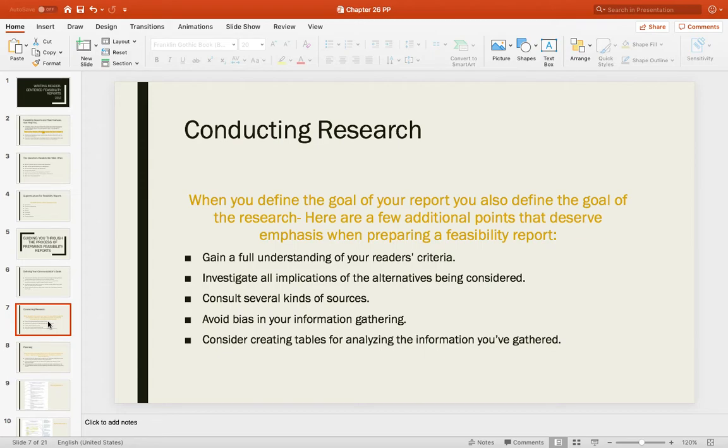Consider creating tables for analyzing the information that you've gathered. Tables or matrices can help you examine the alternatives point by point against the criteria, and this approach matches the way your readers will use your report.